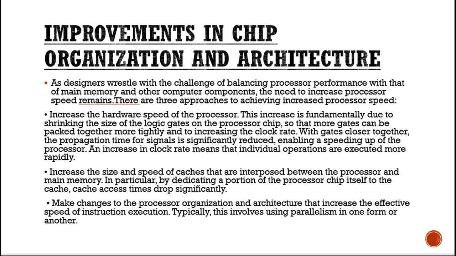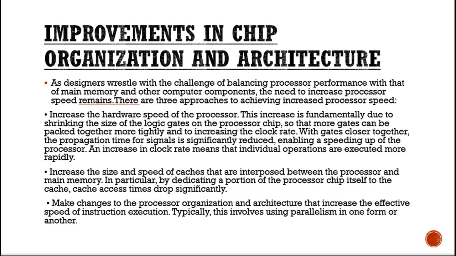Improvement in chip organization and architecture. Designers wrestled with the challenge of balancing processor performance with that of the main memory and other computer components in order to increase the speed of the processor. There are three approaches to achieving increased processor speed. The first is to increase the hardware speed of the processor.